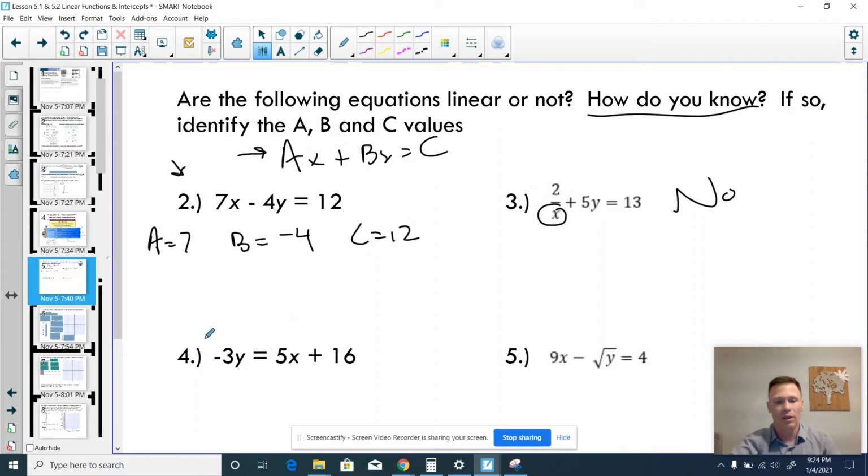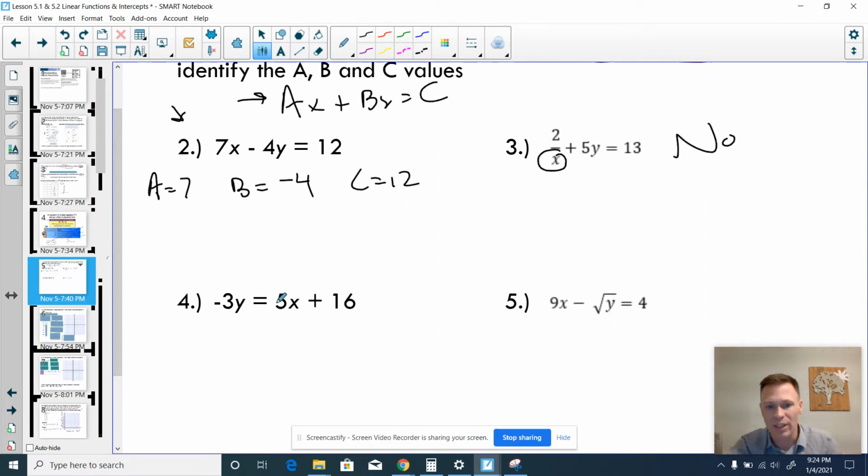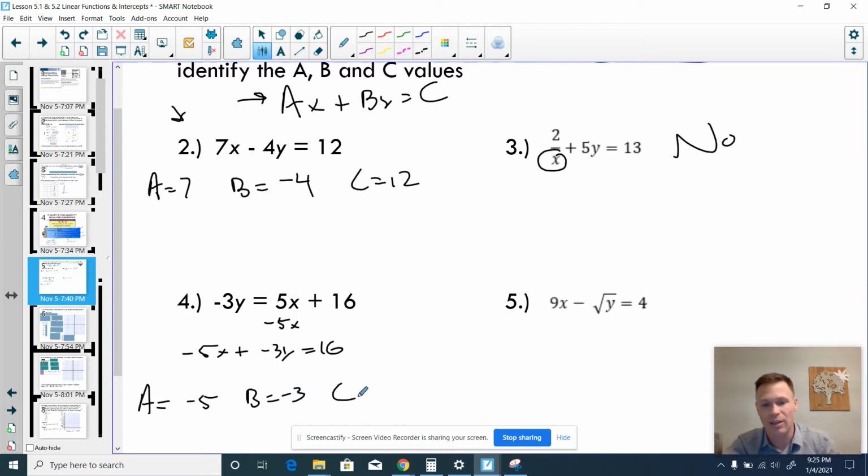Okay. This one is almost in standard form. Remember, standard form has x and y on the same side. So we can make it that. All we have to do is subtract 5x to the other side. So now -5x plus -3y is equal to 16. And now this is in standard form. And I can say that a is equal to -5, b is equal to -3, and c equals 16. And because it's in standard form, I can say that this is a linear function.